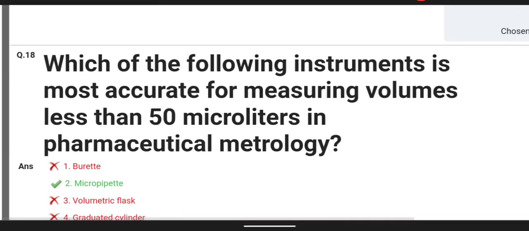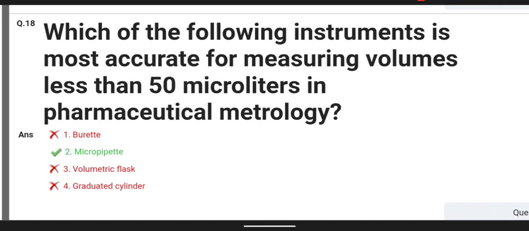Methemoglobin. Which of the following instruments is most accurate for measuring volume less than 50 microliters in pharmaceutical metrology? Answer: micropipette.